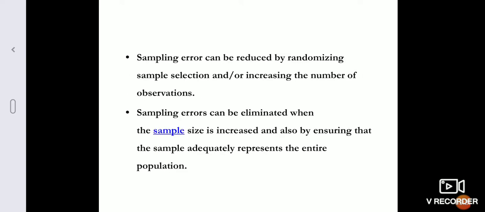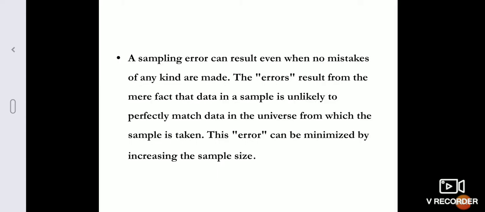So the sampling error can be reduced by randomizing the sample selection, or by increasing the sample size, or increasing the number of observations. So the sampling errors can be reduced when the sample size is increased, and also by ensuring that the sample adequately represents the entire population. So it can be reduced by randomizing the sample selection or increasing the number of observations, and definitely by increasing the sample size. And whichever sample you are selecting, it should be the true representation of the entire population. With this kind of measures, if you take, these sampling errors can be minimized.